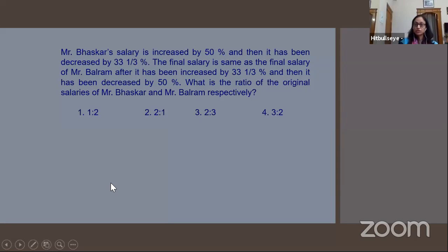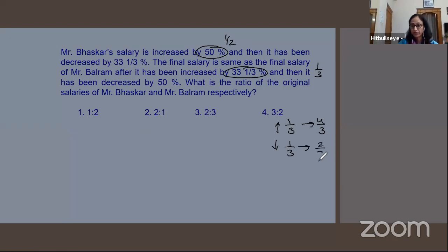Okay, let's look at the shortcut for this. The shortcut I've already explained is that percentages can be made very simple fractions. So this one is obviously 1 by 2, this one is obviously 1 by 3, this one is again 1 by 2, this one is again 1 by 3, right? So their fractions are going to be more comfortable for me. And again, I'm going to re-emphasize the same fact: increasing something by 1 by 3 will make it 4 by 3. Decreasing something by 1 by 3 will make it 2 by 3.